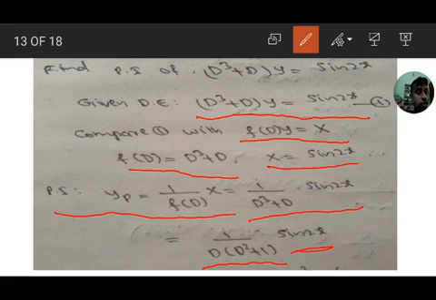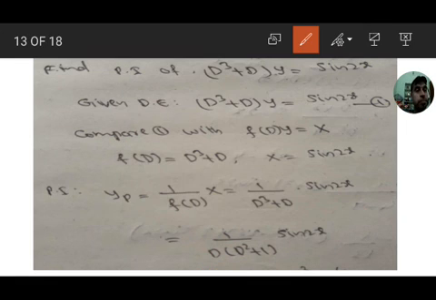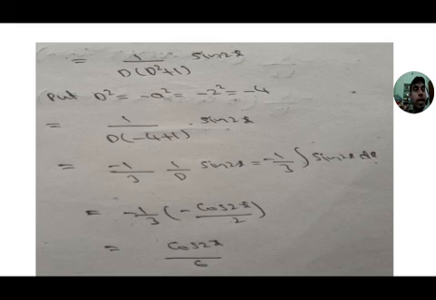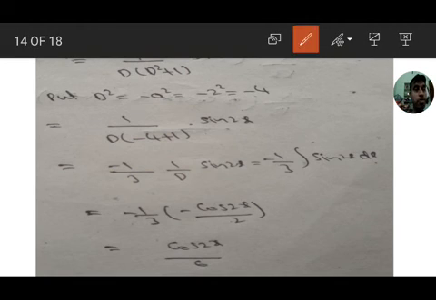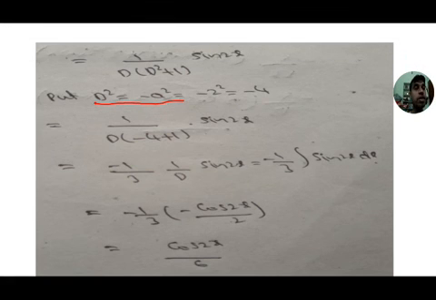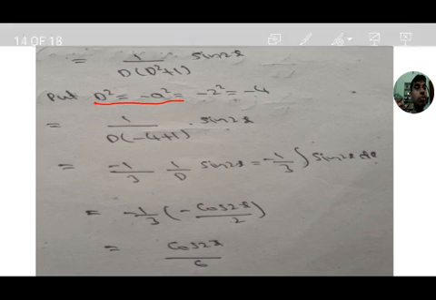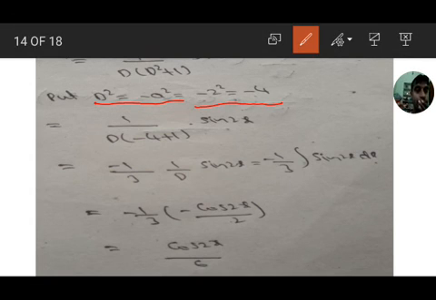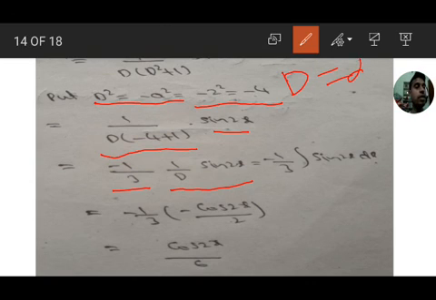In the d square place, we have sin ax, so substitute d square equal to minus a square. Here sin 2x means a equal to 2, so minus 2 square, that is minus 4. Substituting minus 4, 1 by d as it is, and in the d square place we substitute minus 4 plus 1, sin 2x. Minus 4 plus 1 means minus 3, so minus 1 by 3, 1 by d sin 2x.